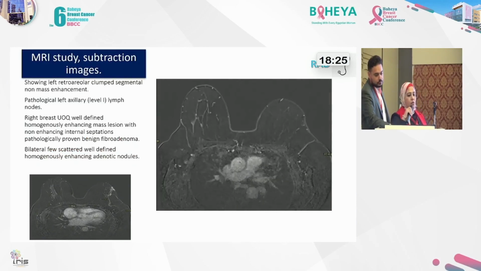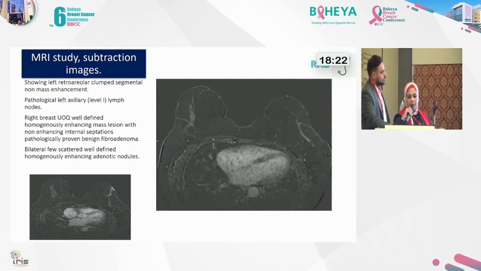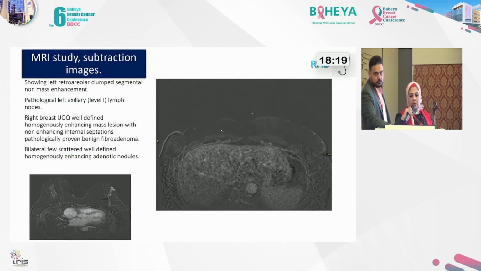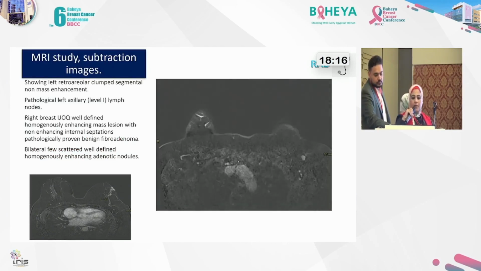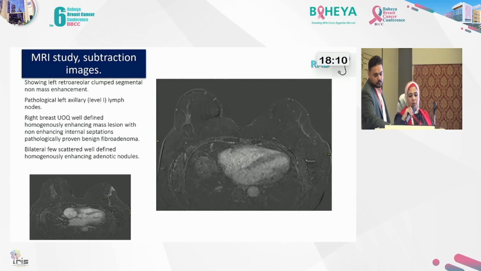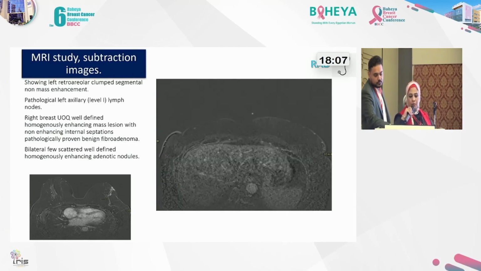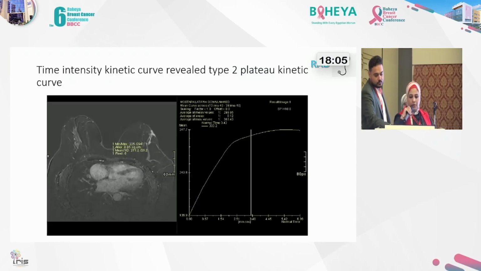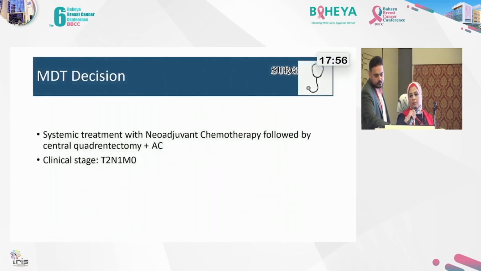MRI subtracted images showed left retroareolar segmental clumping non-mass enhancement in an area measuring about 4 cm, and pathological left axillary level 1 lymph nodes. In the right breast upper outer quadrant, there was a well-defined homogeneously enhancing mass lesion with non-enhancing internal septations, pathologically proved to be benign fibroadenoma. Time intensity kinetic curves were done and revealed type 2 plateau kinetic curves. So the MD decided on systemic treatment with neoadjuvant chemotherapy followed by central quadrantectomy and axillary clearance. We have a clinical stage of T2N1M0 disease.